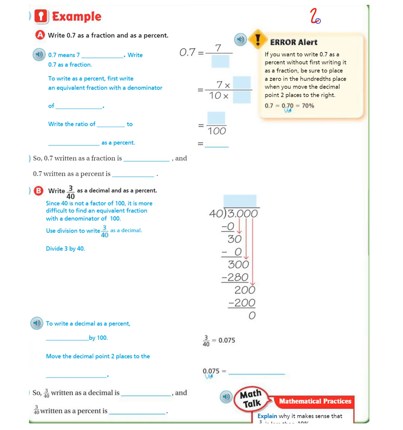Okay, now I'm on page 204 in the Go Math textbook. Follow along. Okay, first example. Example A, write 0.7 as a fraction and as a percent.